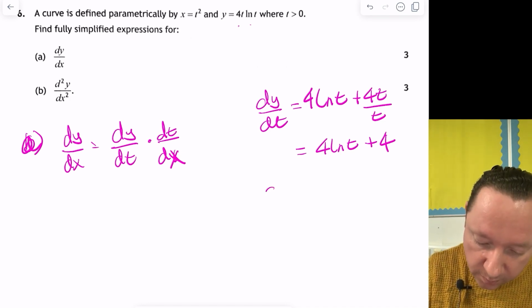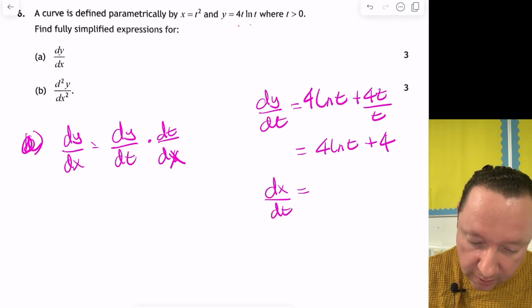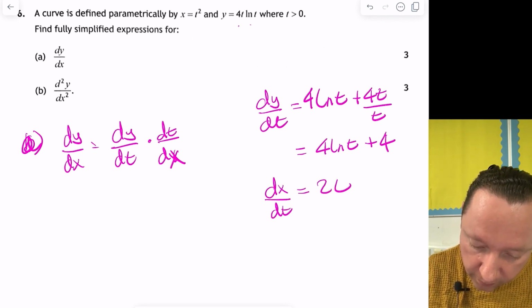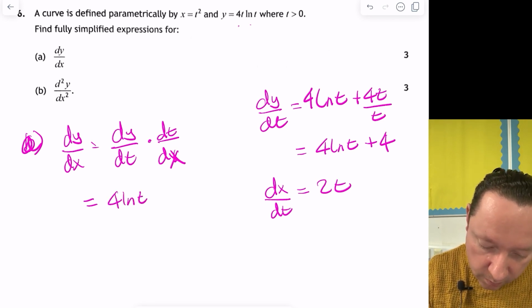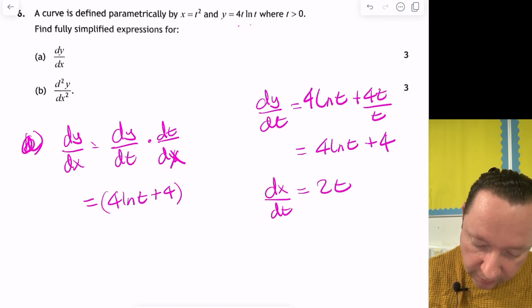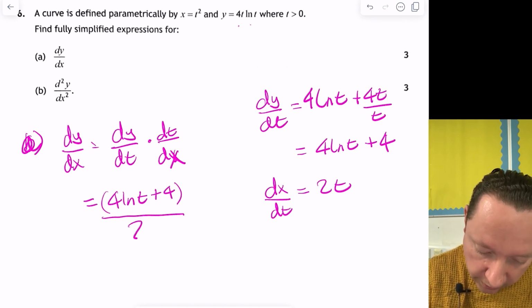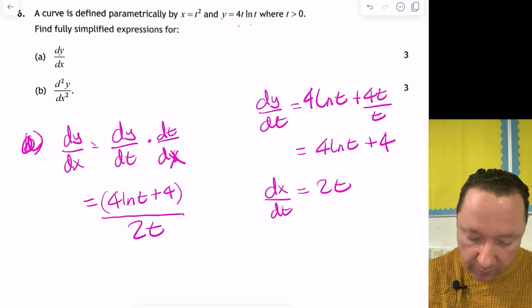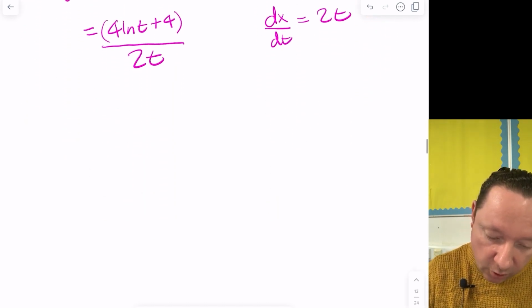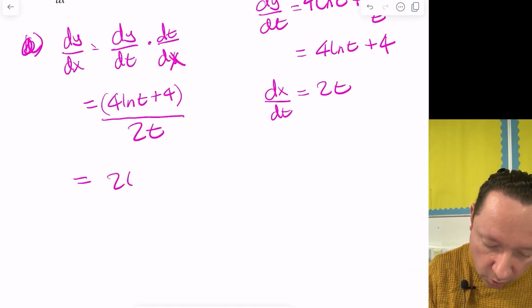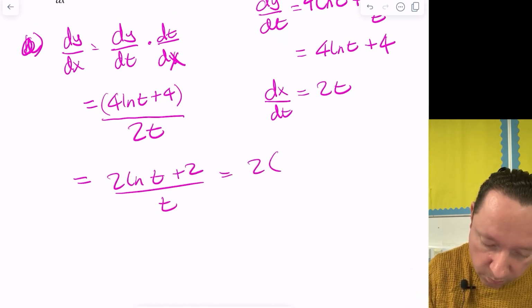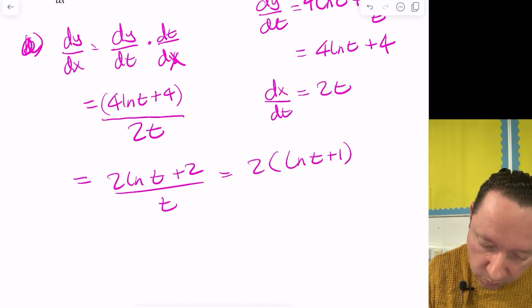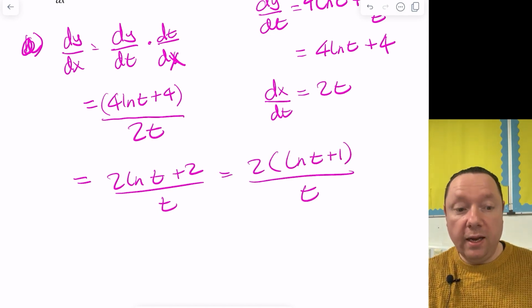So now I'll just do my dx by dt to get my dt by dx. dx by dt is just 2t. So now I can work out my dy by dx. I've got 4 log t plus 4, and it's times by dt by dx, so it's divided by 2t, times 1 over 2t. So now we can just divide through by 2 to get 2 log t plus 2 over t, which is 2 log t plus 1 all over t. And I don't think I'm going to simplify it any further than that.